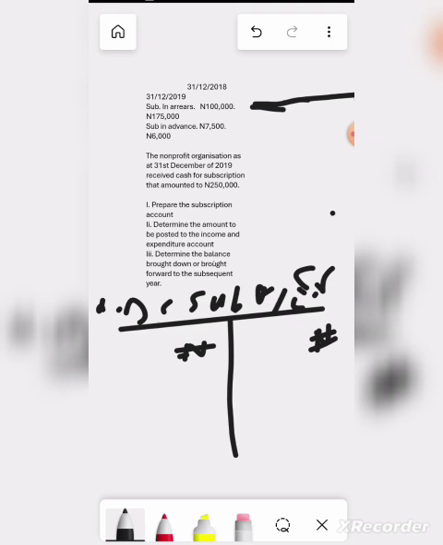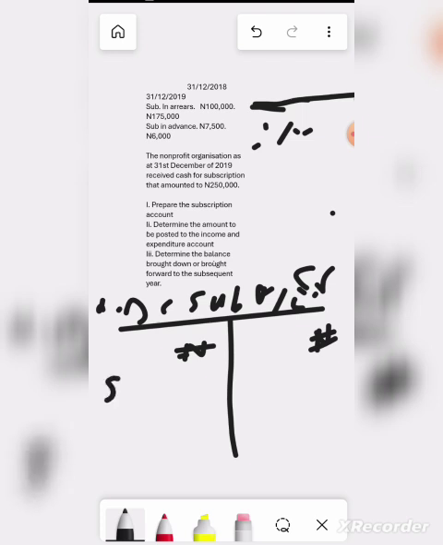And we know that in double entry, when you're preparing your ledger, the asset will be on the debit side, and liabilities will be on the credit side. So this is an asset. On 31st of December 2018, which is the same as the balance brought forward for 1st of January 2019, we have subscription in arrears of 100,000. This is an asset to us, so we are going to record it on the debit side.